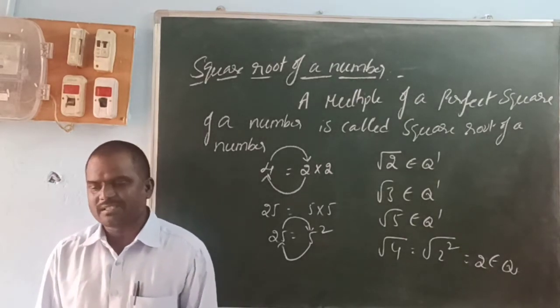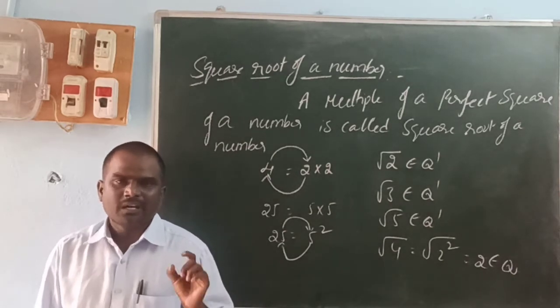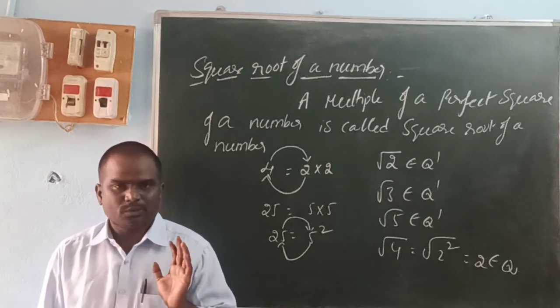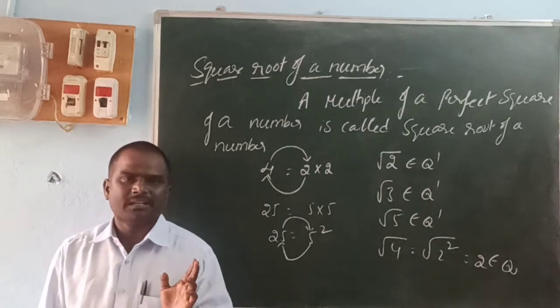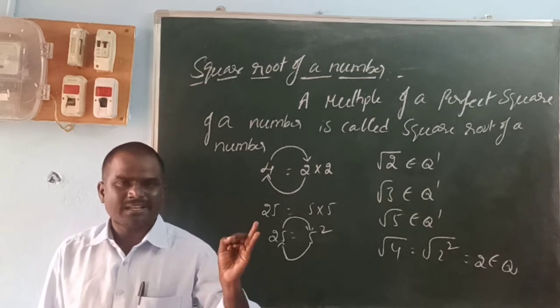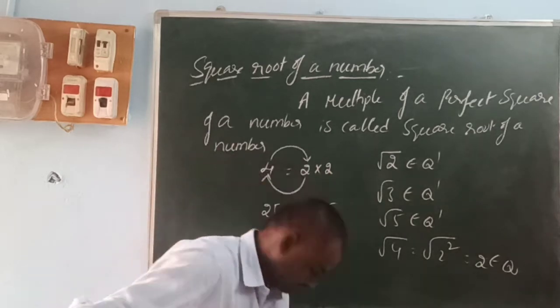Okay, so to find the square root, there are two methods. The first one is the prime factorization method. The next one is the long division method or dot division method. To find the square root of any number, there are two methods. First one is the prime factorization method. Next one is the dot division method or long division method.